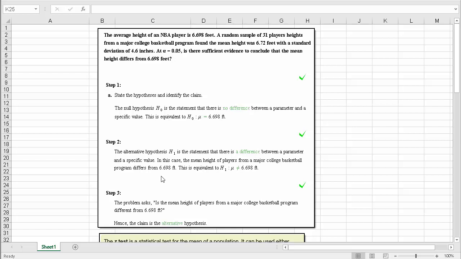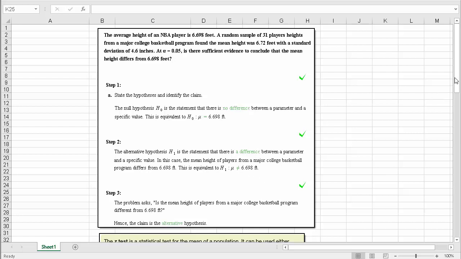Step 2, the alternative hypothesis, H sub 1, is the statement that there is a difference between a parameter and a specific value. So in this case, the mean height of players from a major college basketball team is different from the 6.698. So we would state that as H sub 1 colon, the average does not equal 6.698 feet, or the mean.